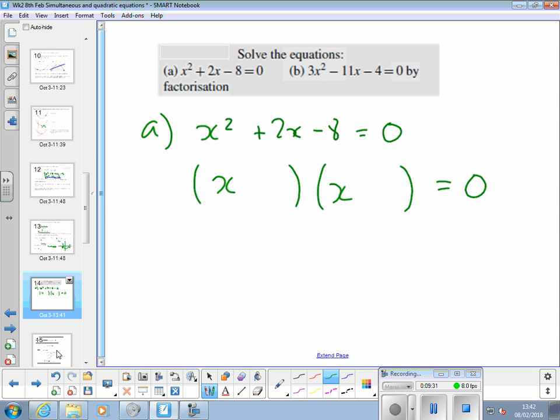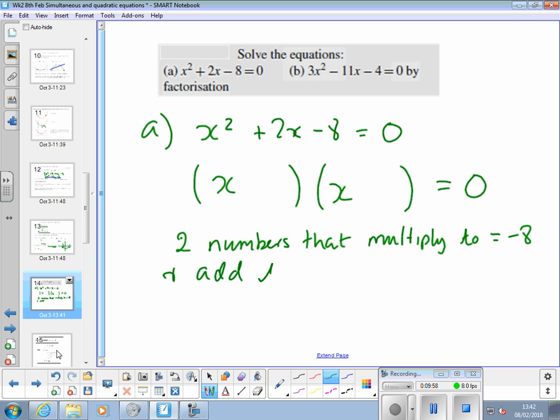What we then want is two numbers that multiply to equal minus 8, to get that term, and add to make plus 2, to get the 2x.